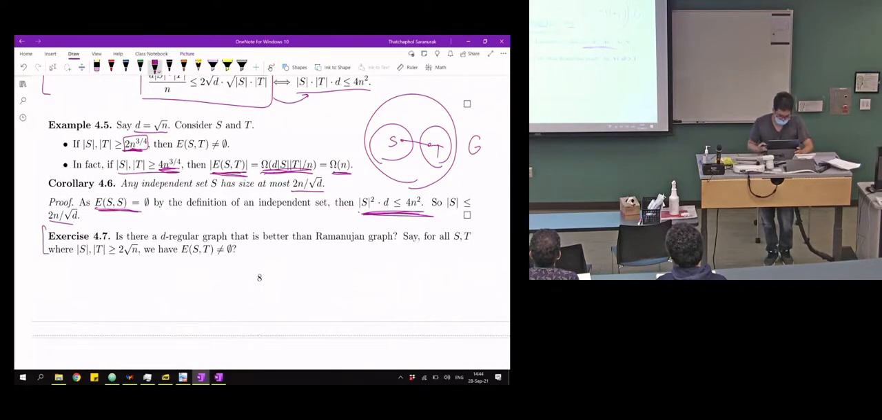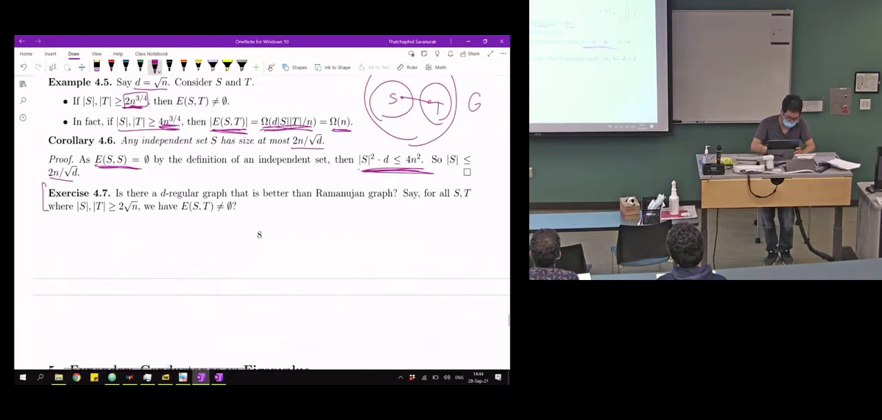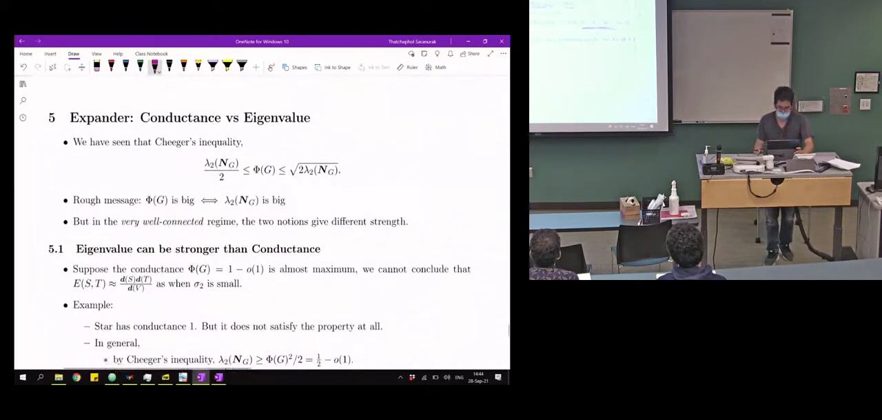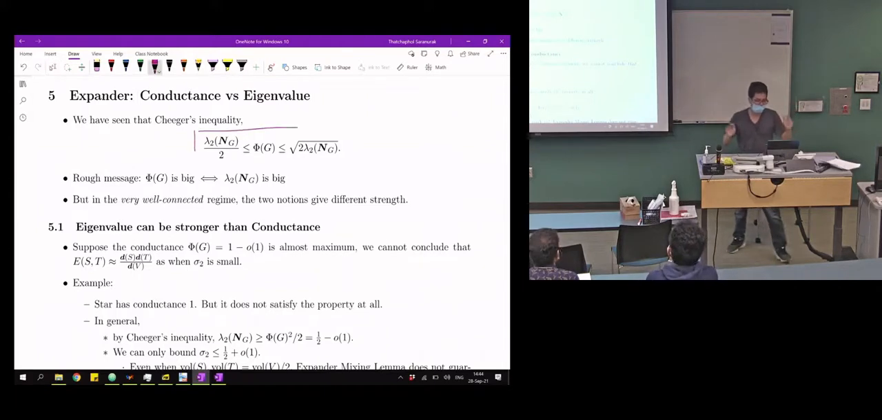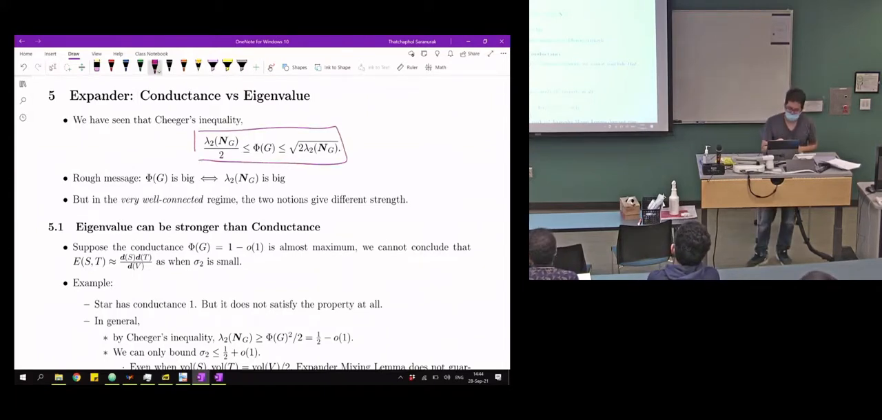There is some exercise that I will talk about later on Friday. And before we finish today, now let me conclude something. Now this is where we really see, okay, Cheeger says that conductance is big if and only if lambda 2 of the normalized Laplacian is big. So that's a rough message.